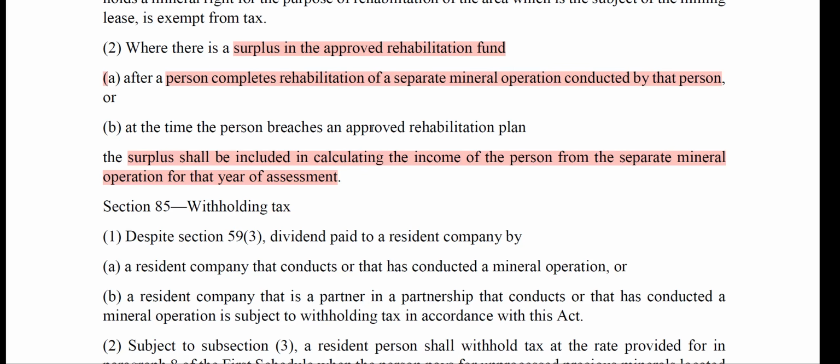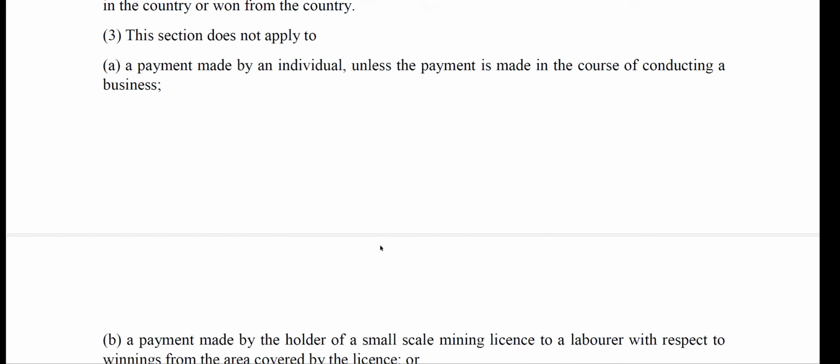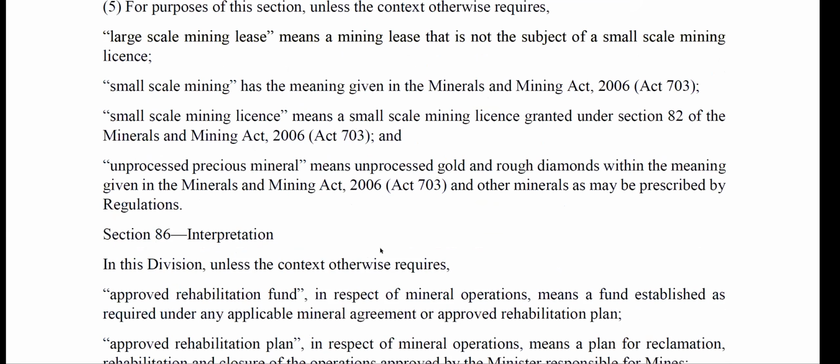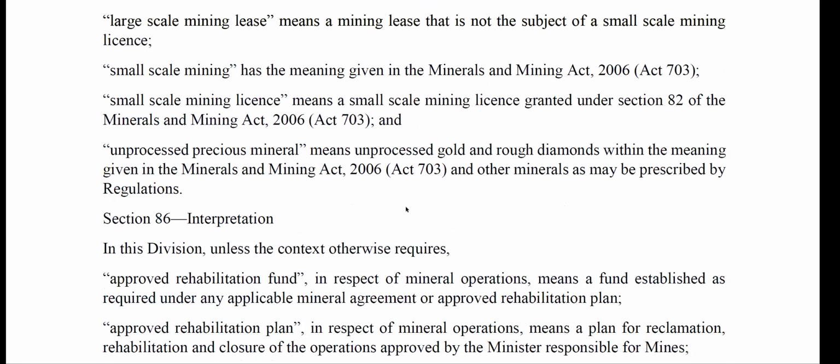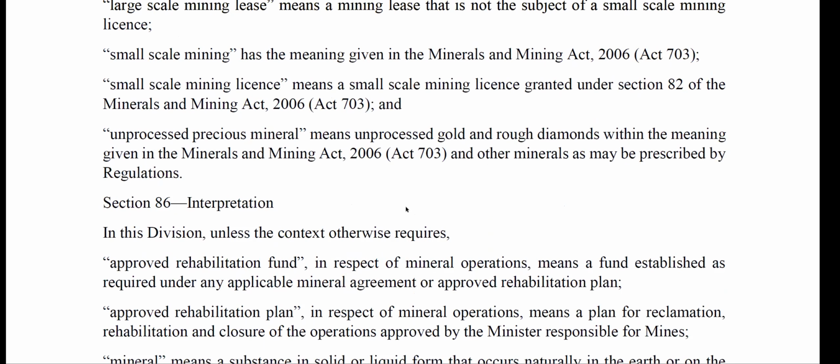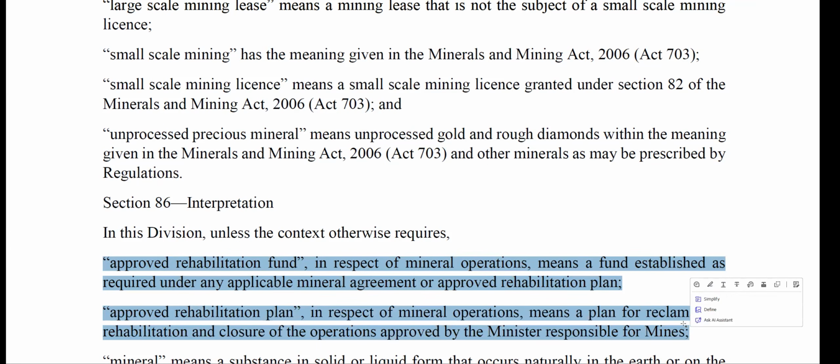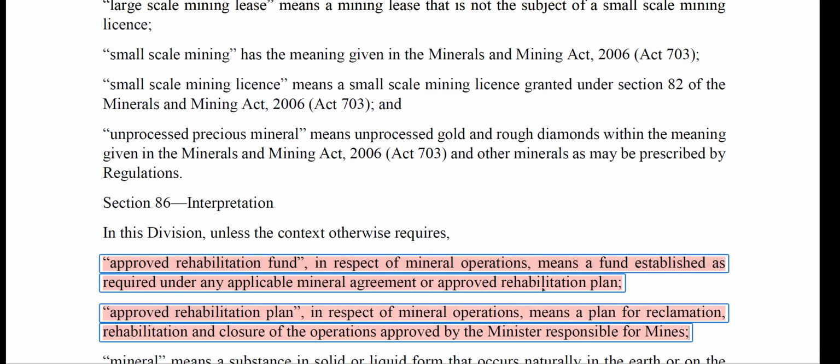Yes, sir. Who didn't get it? So this is for rehabilitation. So what is rehabilitation? The last one, you said any money inside is taxable. Yeah. I thought it's only the portion that you took out of the fund that is taxable.